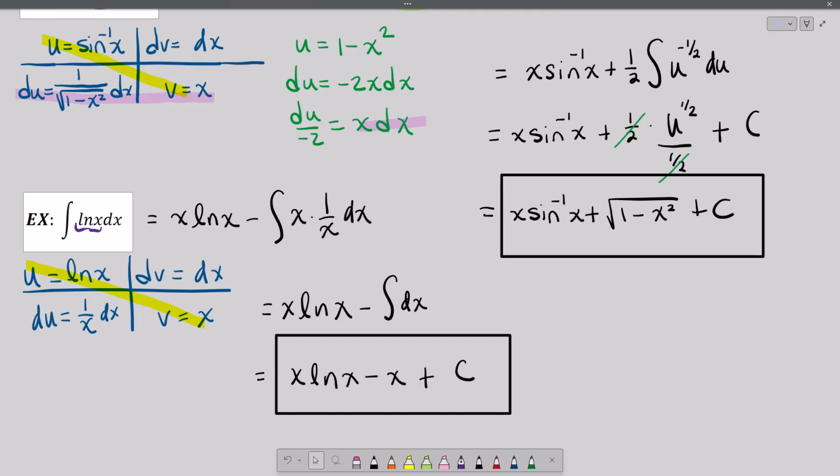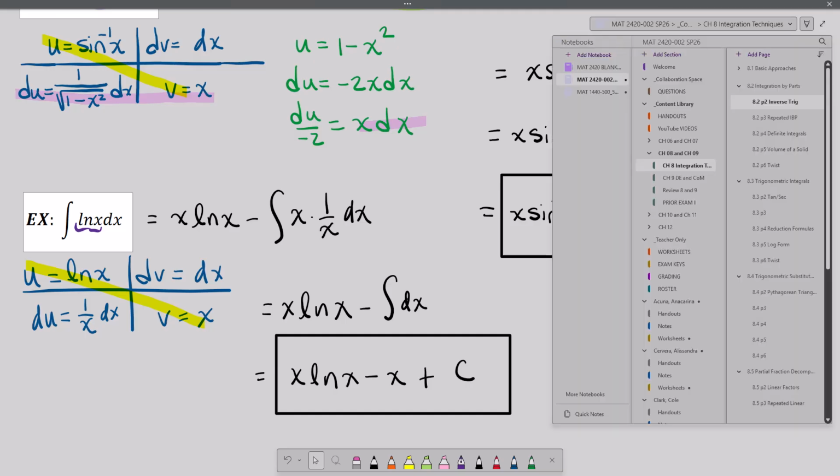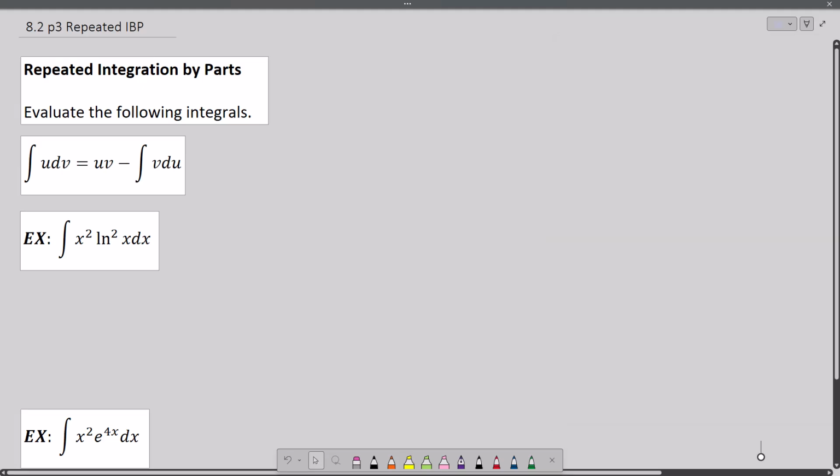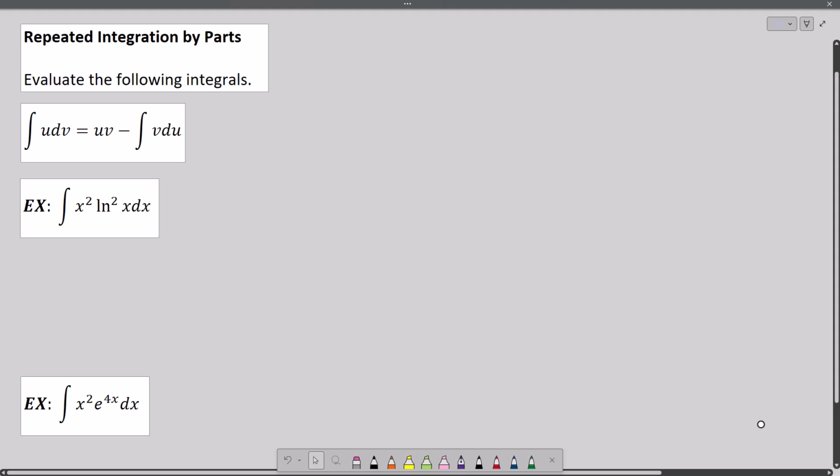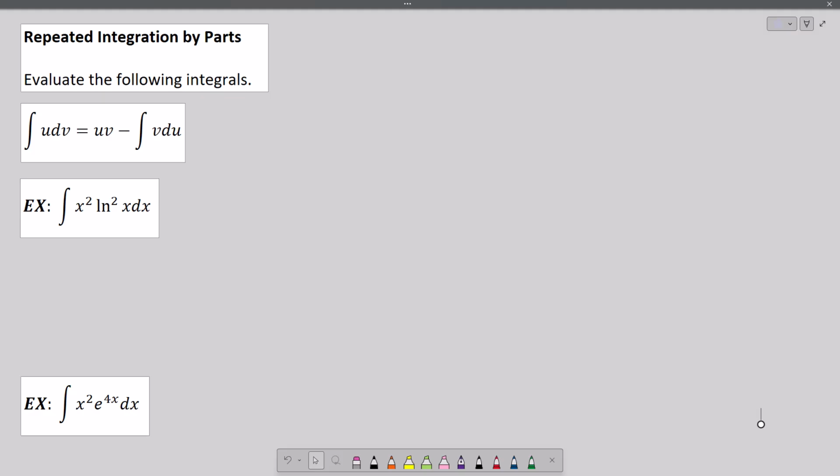Good. All right, so let's move on to another integration by parts. So here's a product. And another flavor of integration by parts is when you need to use it more than once in a problem. So repeated integration by parts. Anything worth doing is worth overdoing. So let's first identify a pattern here.